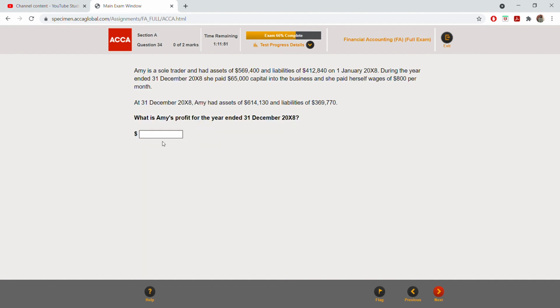Next. M is a sole trader and has assets and liabilities, and she has paid this much capital and paid herself wages of 800 per month. On 31st December she had assets and liabilities. What is M's profit?